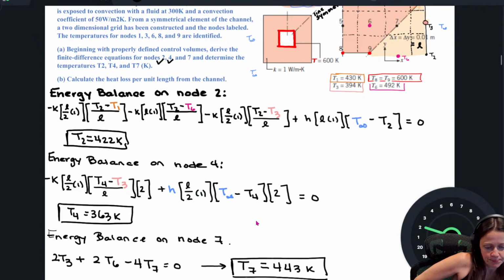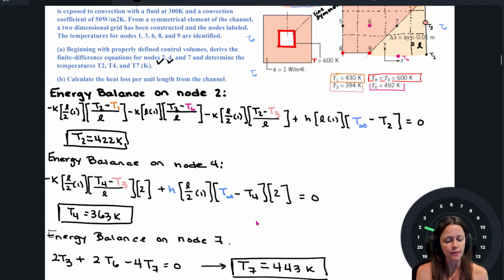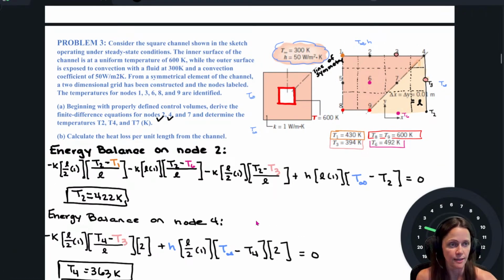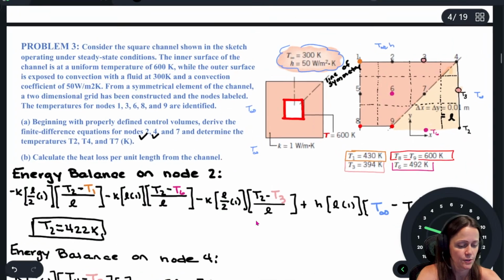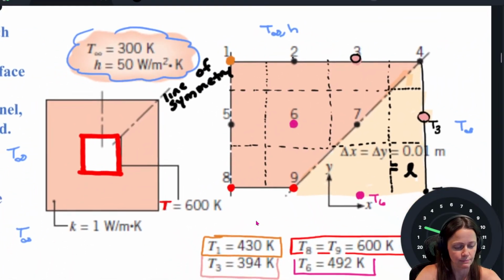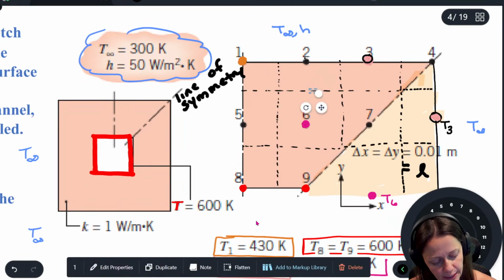All right. Very last thing I need to do is figure out the heat loss per unit length of the channel. So let's see. Heat loss per unit length of the channel. All right, so what we're looking at is the heat loss to the surrounding convective environment. So what I'm going to do is zoom in, and I'm going to define, okay, well, that's fine.